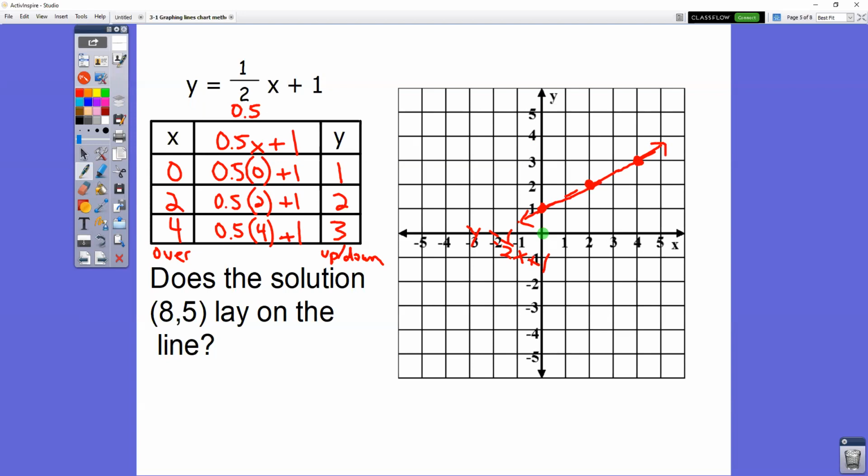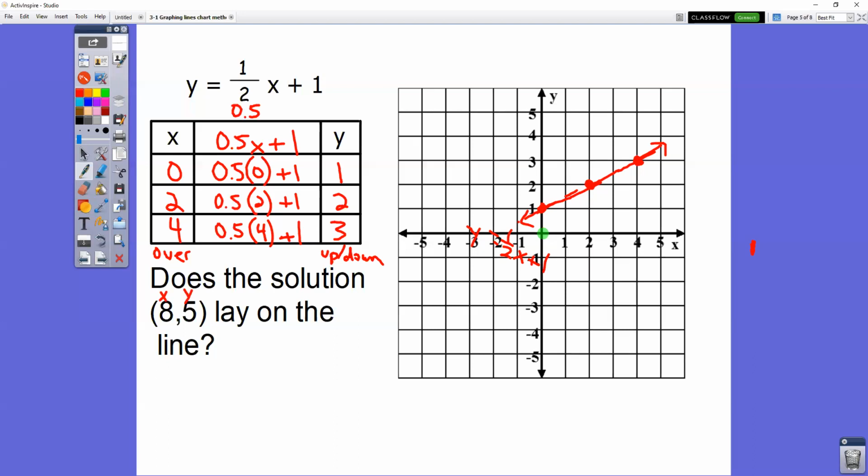Does the solution 8, 5 lay on the line? Now, 8 would be all the way over into here. So we can't tell this one graphically. We can't tell it by looking at the graph. You have to take and sub in your x and your y for the 8 and the 5.